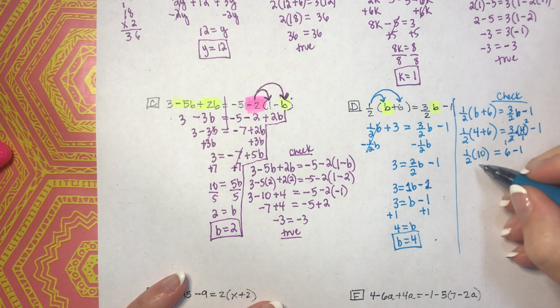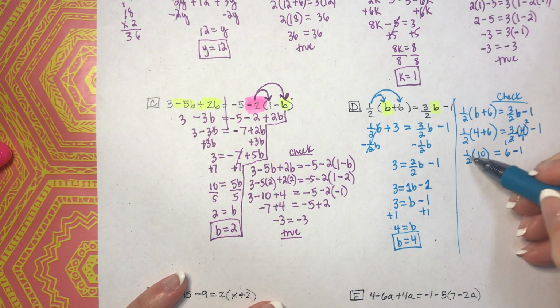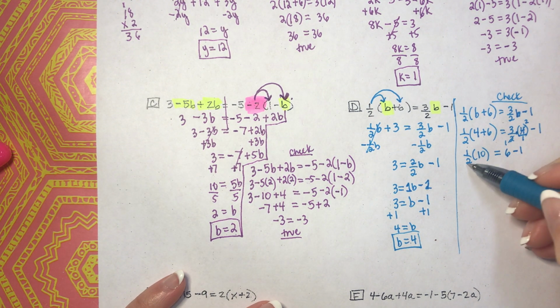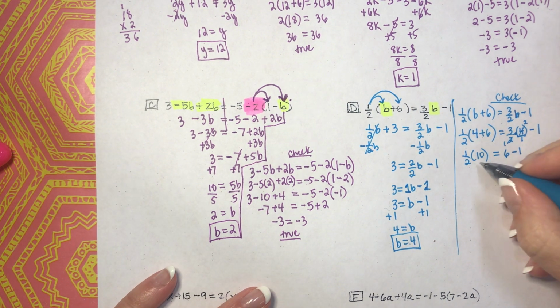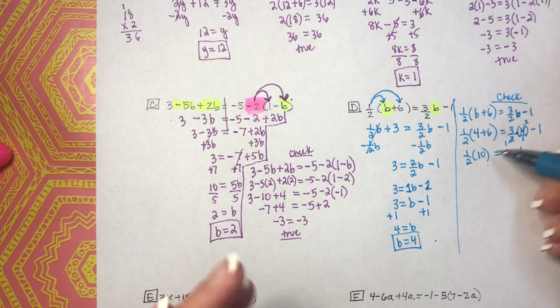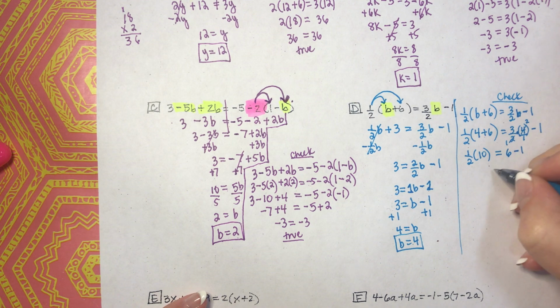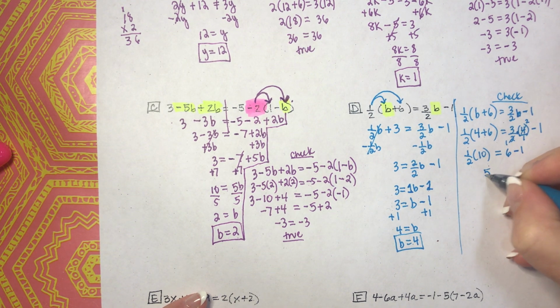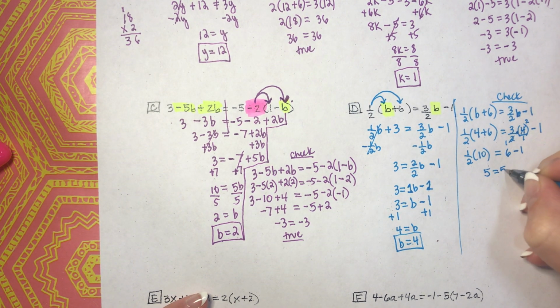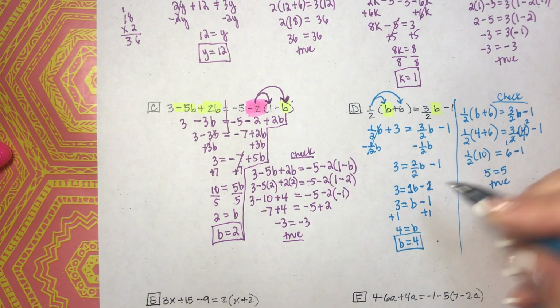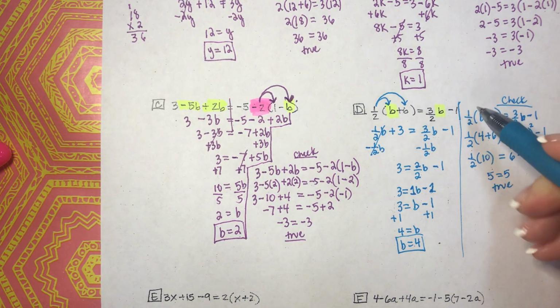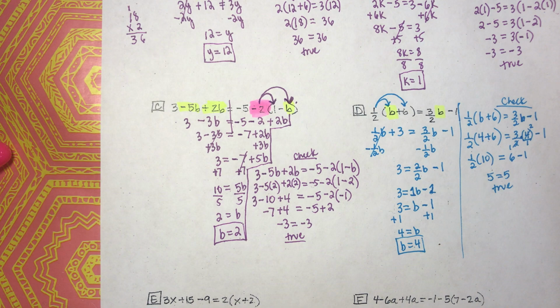Then over here, we have 1/2 of 10. That's just half of 10, which is 5. Equals 6 minus 1 is 5. So it's a true statement. Woohoo! That means our solution, b equals 4, is the solution to this original equation. Oh my goodness, that was a lot.